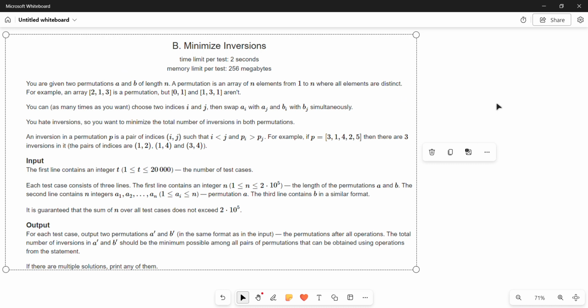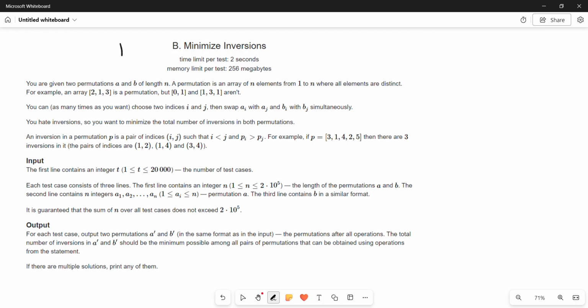Okay, so this is problem 1918b on Codeforces. This is, I think, an 800 rated question, whatever. So give the problem a read from here to here.